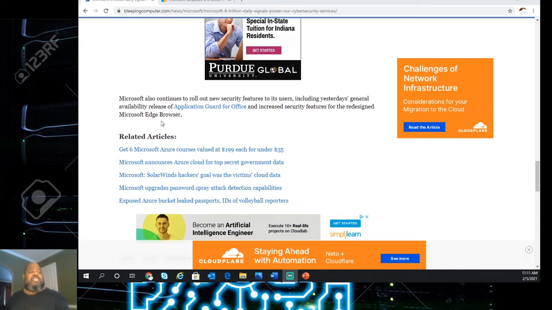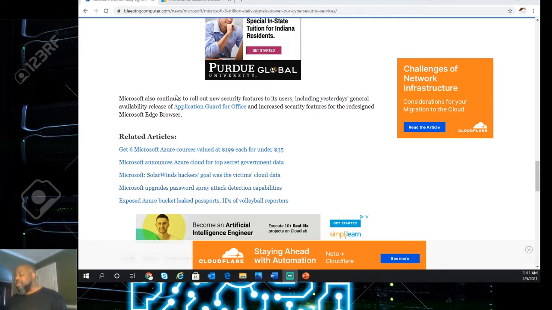Microsoft also continues to roll out new security features to its users, including yesterday's general availability of Application Guard for Office, and increased security features for the redesign of the Microsoft Edge browser. So Microsoft is continuing to add security functions, features, and new business units.